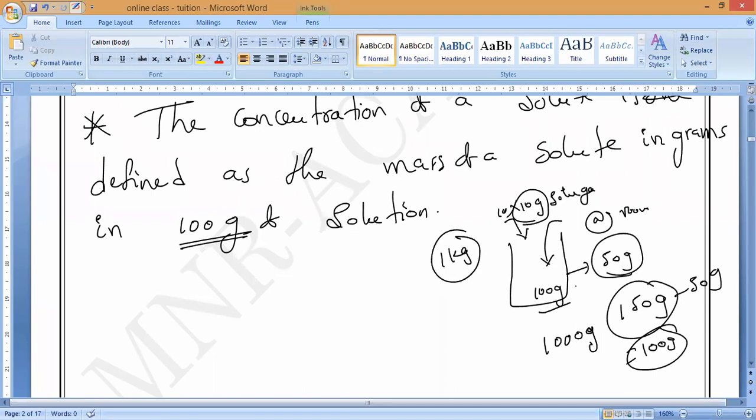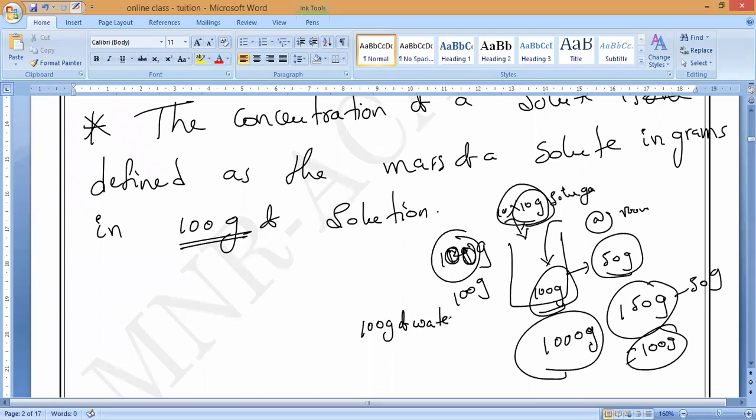100 grams of water, 10 grams of sugar. 1000 grams of water, 100 grams of sugar. Is it yes or no? So what is the maximum sugar dissolved in 100 grams of water at room temperature? 10 grams of sugar is dissolved.